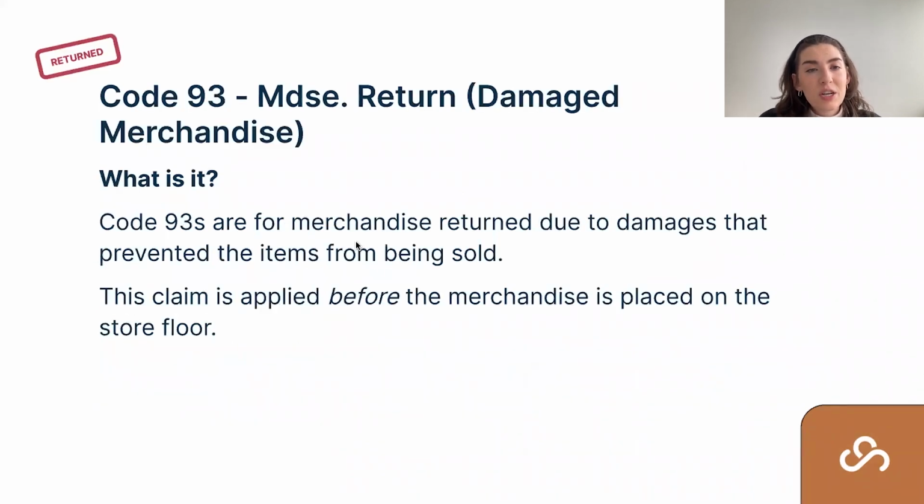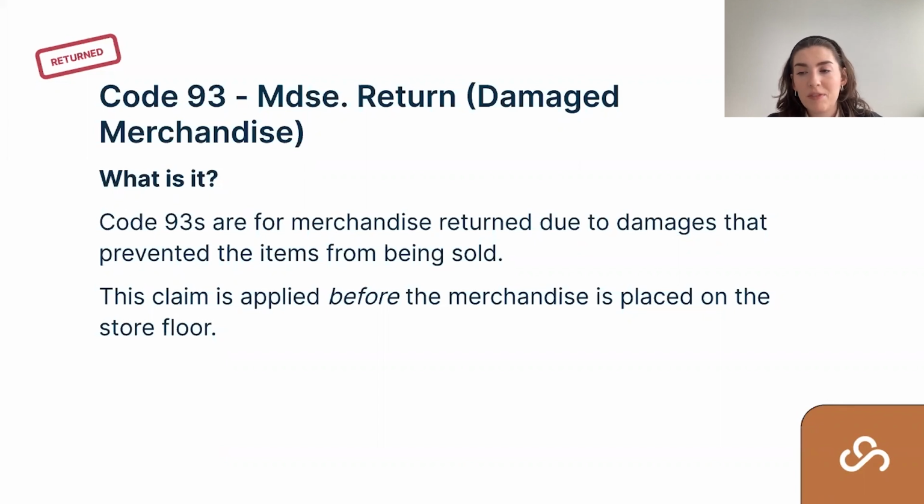The next one is a code 93, and this is damaged merchandise. Remember, we talked about damaged, defective. That's a code 91, and that's when merchandise is unreturnable. This is for merchandise returned due to damages that prevented the item from being sold. So there's a little bit of a difference here. The first difference being it's not a pile of broken, defective merchandise, but the second piece of that is that this claim is applied before the merchandise is placed on the store floor.